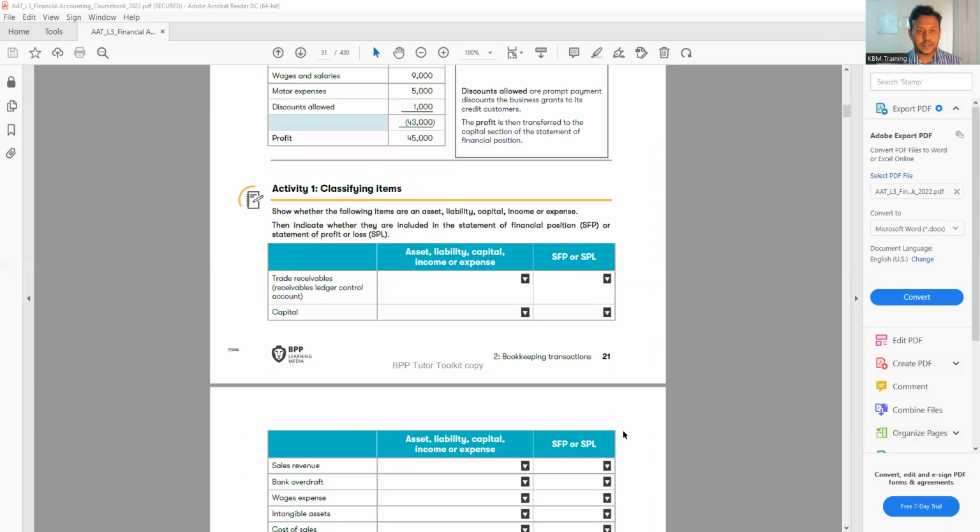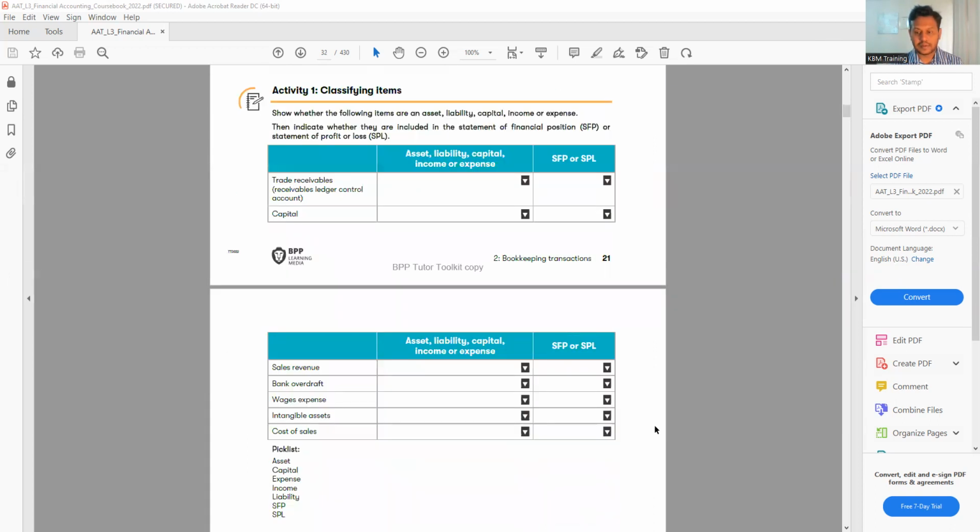Then we have classifying the item. Show whether the following items are asset, liability, capital, income or expense. So we have to read the transaction and say whether it is asset, liability, capital, income or expense. If it is asset, liability or capital, it belongs to SOFP, the statement of financial position. If it is income or expense, it belongs to the profit and loss account. Income and expense are always relevant to the profit and loss account.